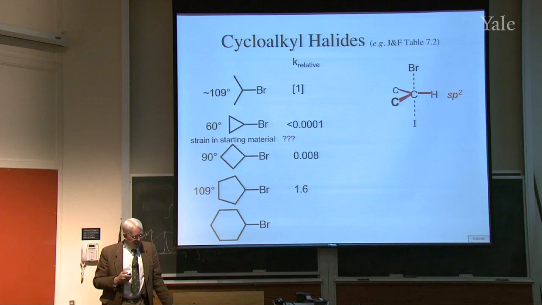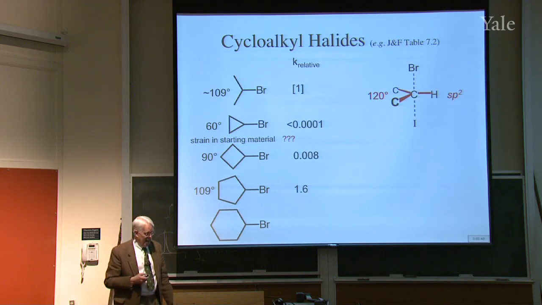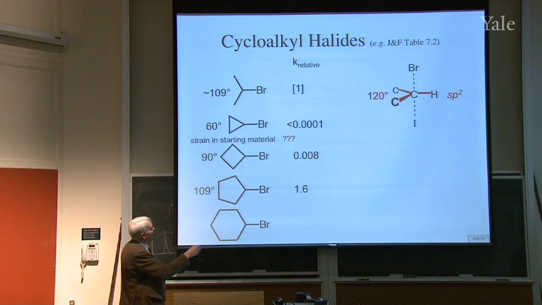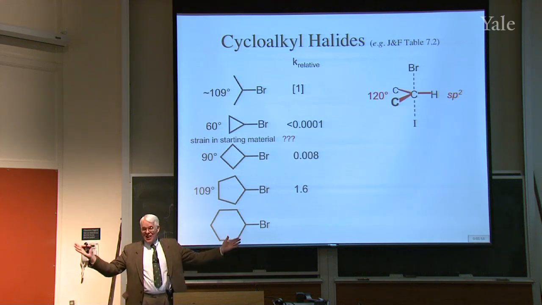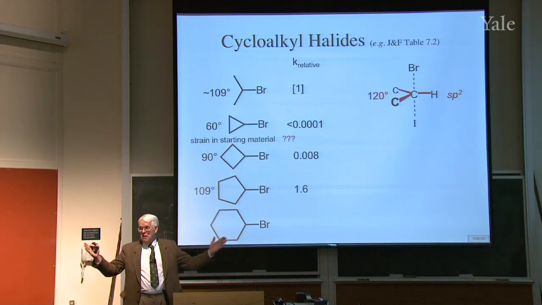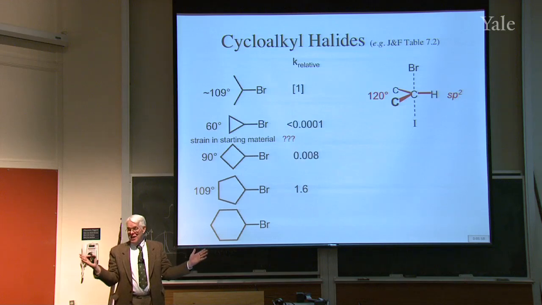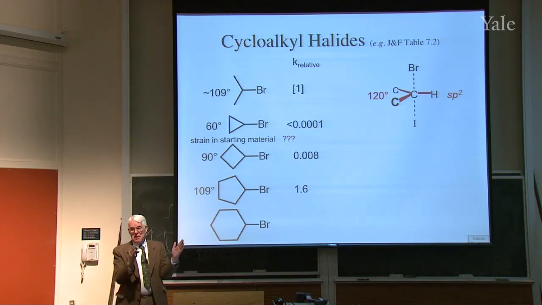And it wants to be sp2 hybridized to make those bonds to the original substituents. So it wants to have a 120-degree bond angle. Beforehand, it wanted to have a 109-degree bond angle. Now it wants the bond angle to be even bigger. So if you have a 60-degree bond angle and it wants to be 120, that's worse than having 60 when it wants to be 109.